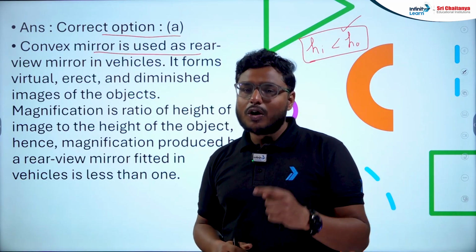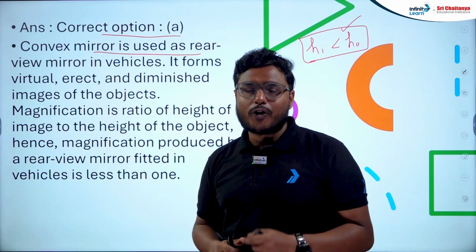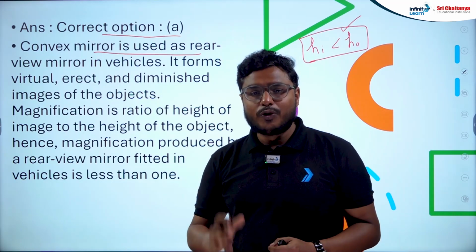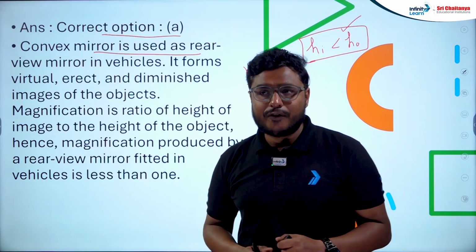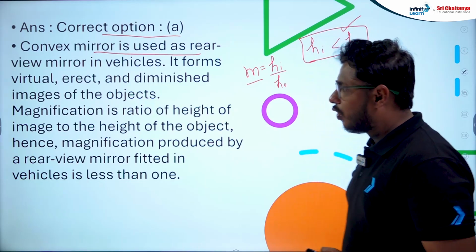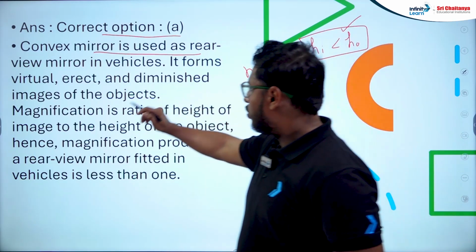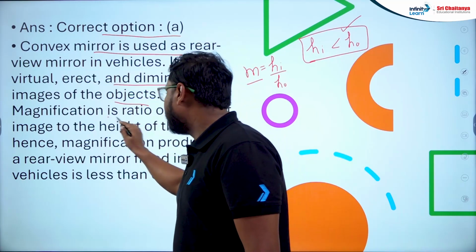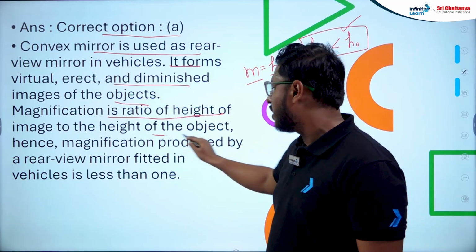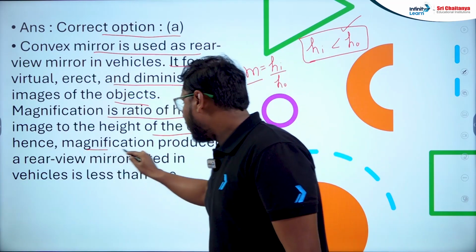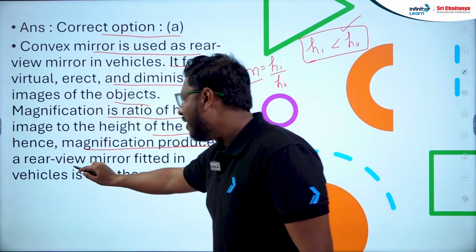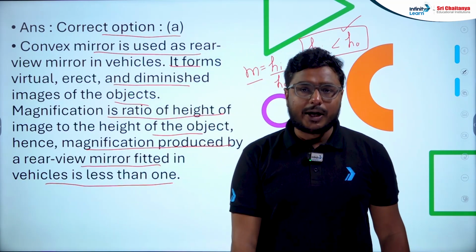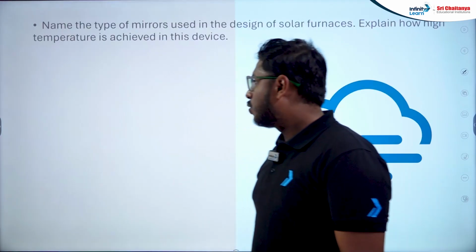We remember both cases of image formation, and we are able to see that we always get a diminished, virtual and erect image in the convex mirror. I hope it is very clear to all of you. So let's read out the solution once. It forms a virtual, erect and diminished image of the objects. Magnification is the ratio of the height of the image to the height of the object. Hence, the magnification produced by a rear view mirror fitted in a vehicle is going to be less than 1. Okay, let's move to the next question.